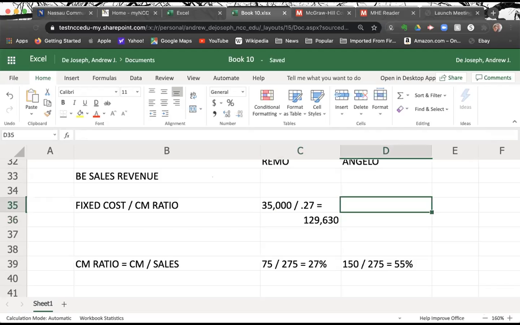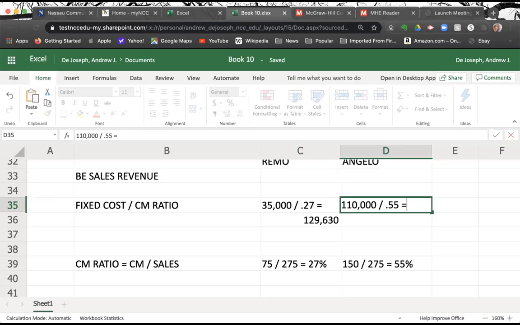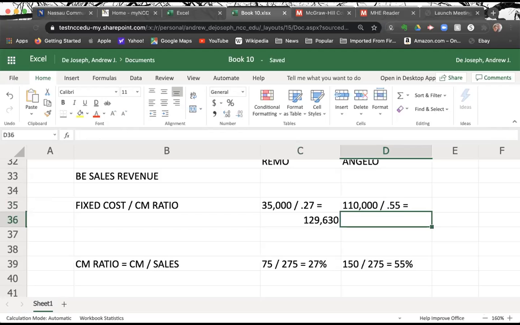What about for Angelo? Well, Angelo's fixed costs are $110,000, right? And their contribution margin ratio is 55%. 110 divided by 0.55 is $200,000. Angelo has to do $200,000 in sales to break even. What's Angelo's margin of safety? 275 minus 200 is only $75,000. Remo's margin of safety is double that, right?